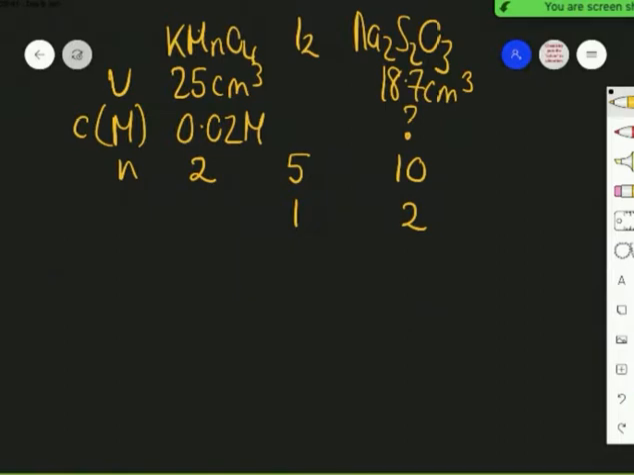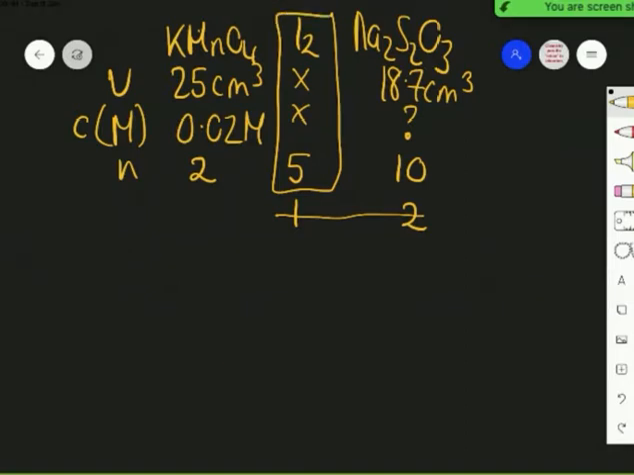Okay, so I can ignore that. I don't have any values for this, so in reality I don't need this at all unless they specifically mention moles of iodine at the end point.